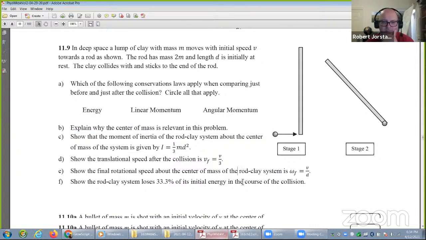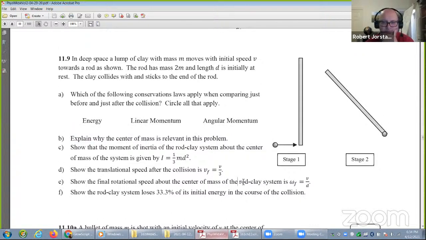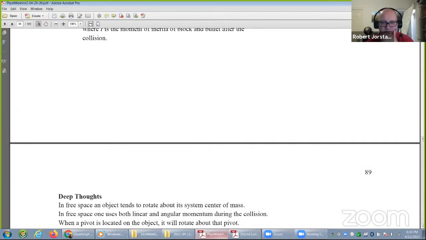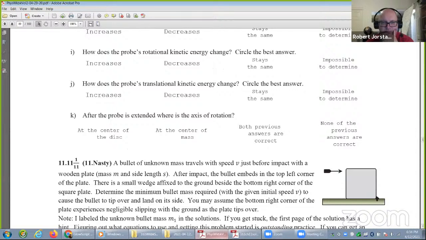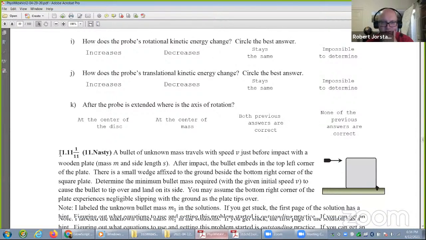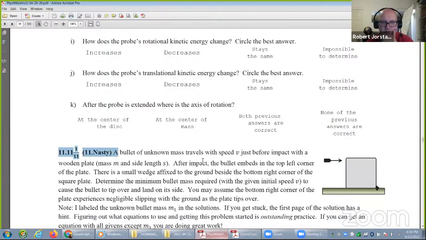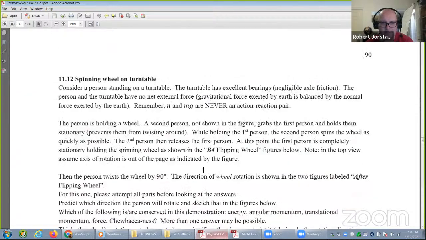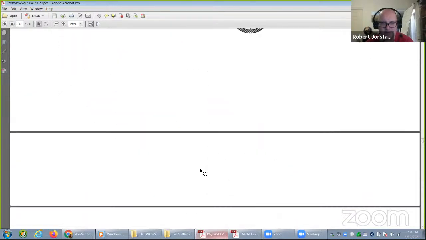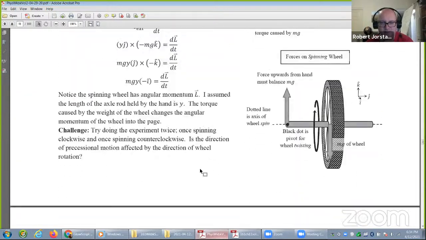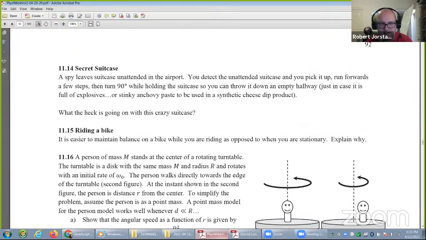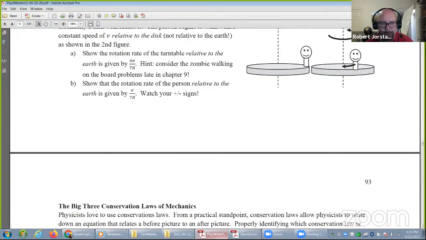Now, I want to show you something here in the solutions first. Ooh, I love this one. If you could do 11.11 and 1/11th, you know your stuff. Okay, let me skip this. Let me skip this. Let me skip this. I'll come back to this in a minute. Oh, secret suitcase.